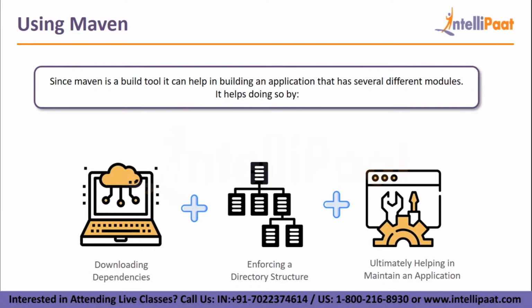Since Maven is a build tool, it can help in building an application that has several different modules. It helps doing so by downloading dependencies. Instead of us doing it manually, what Maven does is it scans the project and sees which all requirements or dependencies are needed, and it then goes online and downloads them for us, and then it manages them also. It also enforces a directory structure. Now, in an organization, data needs to be organized. After you're done working on the project, someone else needs to work on it too. So for that purpose, it will enforce a clean directory structure where only specified things will be stored in specified folders, and ultimately it helps in maintaining the application.